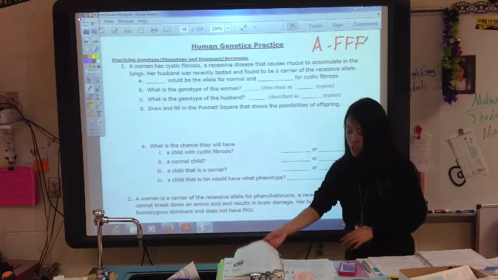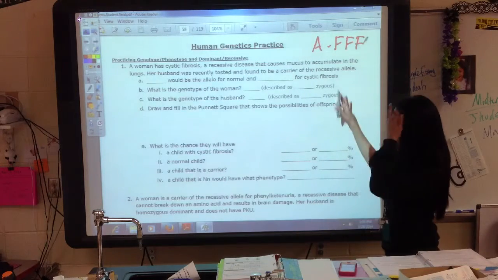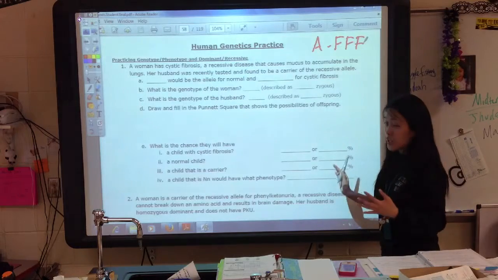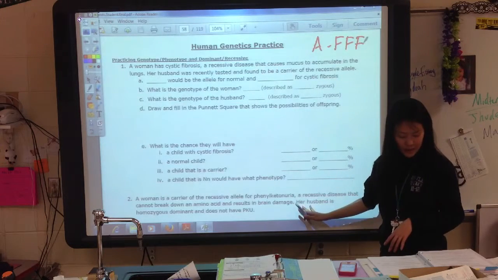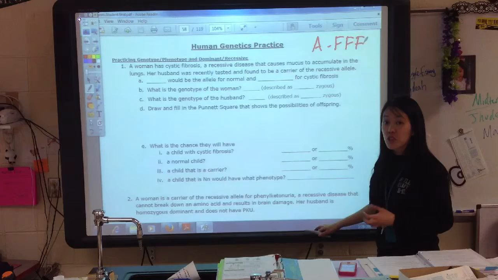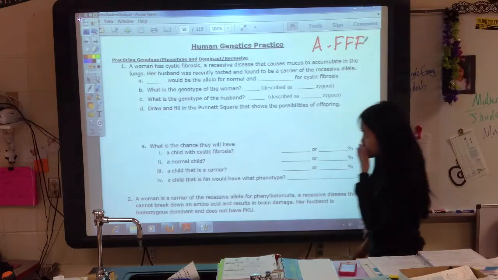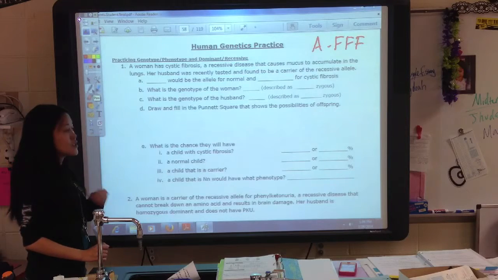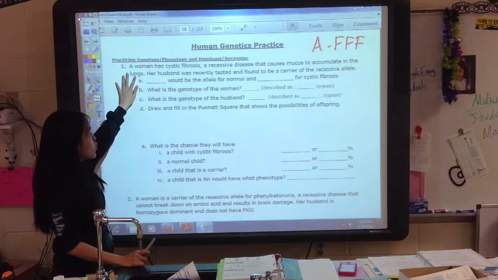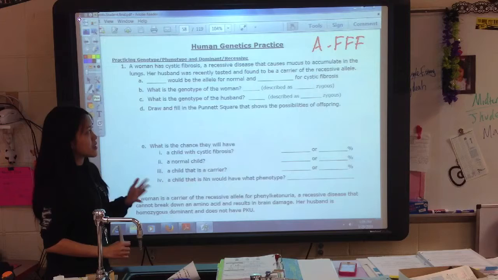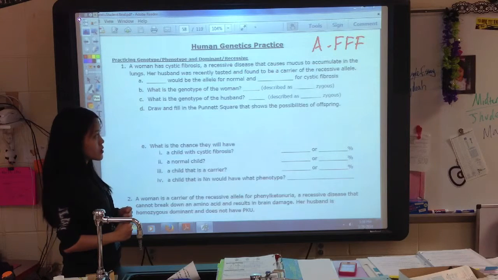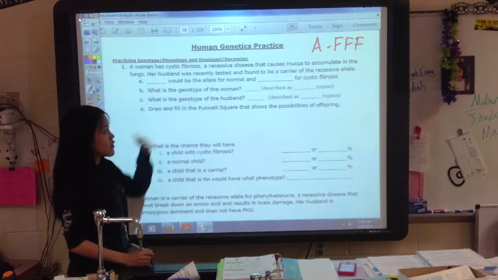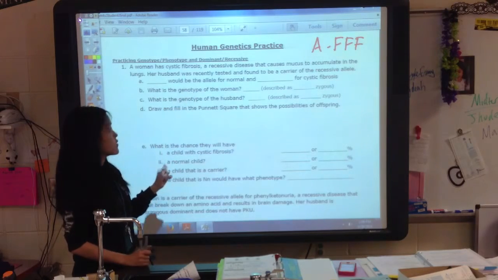But in these human genetics problems, I want to go over the first one with you, and then I'm going to leave a little key so you can check the second one. And I'm also going to leave some extra practice problems for you as well. On number 1, please read along while I'm reading it to you. It says, a woman has cystic fibrosis, a recessive disease that causes mucus to accumulate in her lungs. Her husband was recently tested and found to be a carrier of the recessive allele.